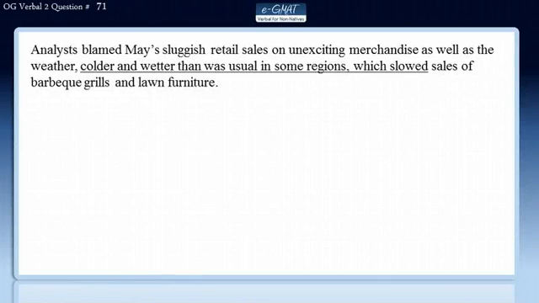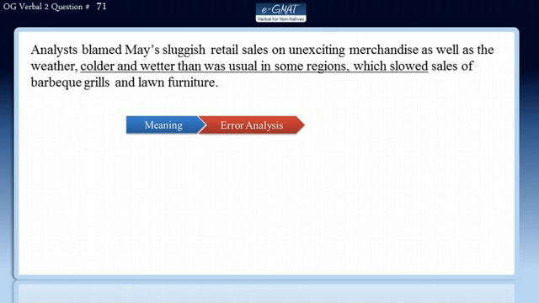We will solve question number 71 of OG Verbal 2nd edition by using the e-GMAT 3-step process. In the first step, we will understand the meaning of the sentence. In the second, we will evaluate the errors in the sentence, and finally we will review all the answer choices to get to the correct answer.